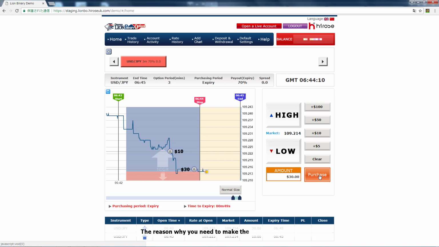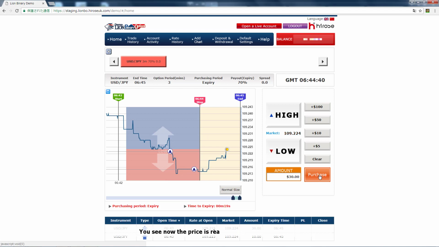The reason you make the second purchase at triple the amount of the first one is that even if you lost the first one, you will still have profit if you win the second one. And remember, when you use the Martingale strategy, you always purchase in the same direction. You don't purchase different directions, like one high and one low. If you go for high on the first one, the second one has to be high as well.